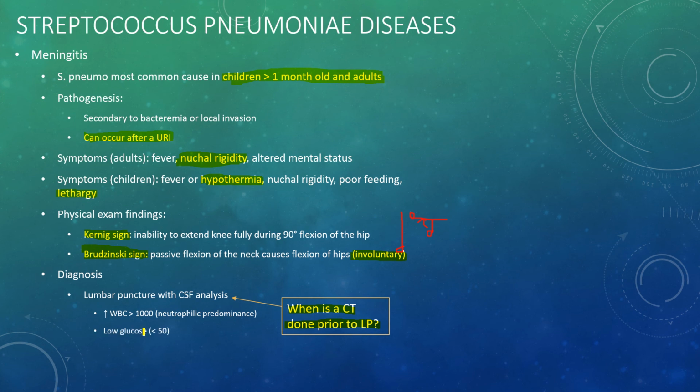Remember, both the neutrophils and the bacteria are eating up the glucose. Elevated protein due to the antibody immune response. And a positive gram stain. We'll have gram-positive diplococci showing up on the gram stain.